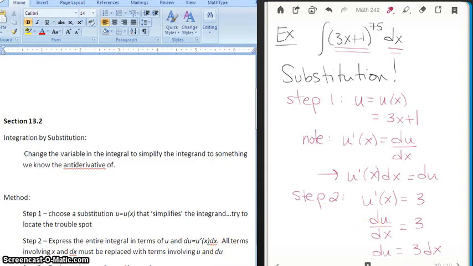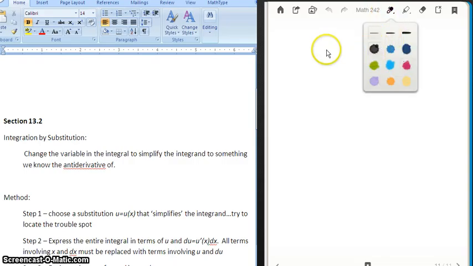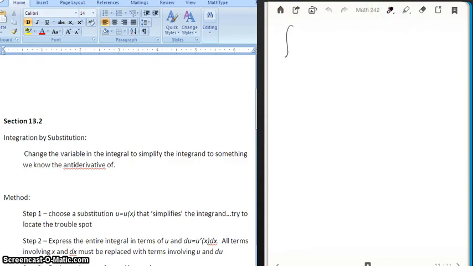Let's start a new page and I'll summarize what we've got going on here at the top. The integral that we're working with is (3x plus 1) to the 75th, and we've got this dx. And remember that for our substitution, we said that u is equal to 3x plus 1. And then we notice that u prime of x, or du dx, is equal to 3. Again, the derivative of u with respect to x is 3. Rewriting this means that du is equal to 3 dx.